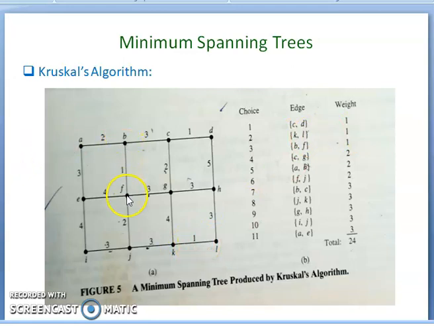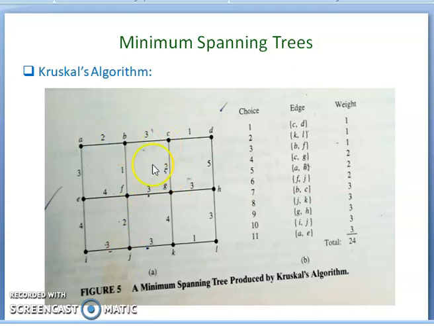And third is this one, BF. So totally 3 edges: CD, KL, and BF. If you consider these 3, there is no circuit. Hence, you consider all these 3 with weights 1, 1, 1. After that, what are the remaining edges with weights? Only 2 with weight 2. There are 3 edges with weight 2.